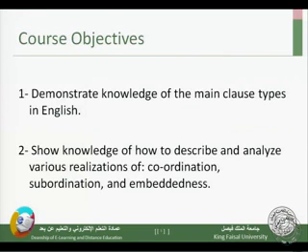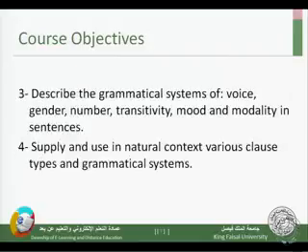The course objectives. By the end of this course you'll be able to demonstrate knowledge of the main clause types in English. We will go through these clause types in the coming lectures, and inshallah you'll be able to have an understanding of these main clause types. The second objective, to show knowledge of how to describe and analyze various realizations of coordination, subordination, and embeddedness. So you'll be able to describe them, analyze them in various sentences as they are realized in these sentences.